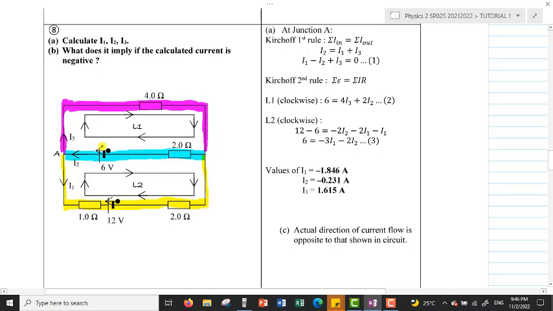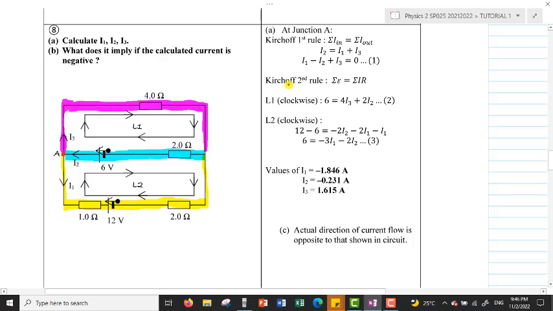So again, we are going to apply Kirchhoff's first rule and second rule. So we refer to junction A here. We are going to apply Kirchhoff's first rule, the junction rule, summation I in equal to I out. So we can see very obviously the current that flows into the junction is I2. The currents I1 and I3 flow out from the junction. So we have I2 equal to I1 plus I3. So rearranging it, we have I1 minus I2 plus I3 equal to 0. So that one will be our first equation.